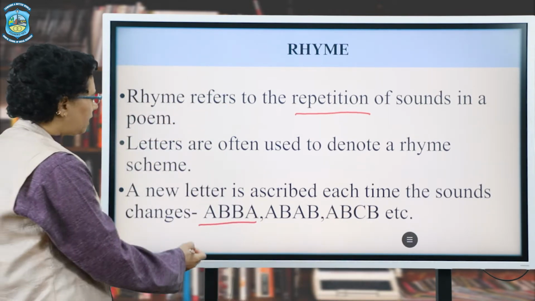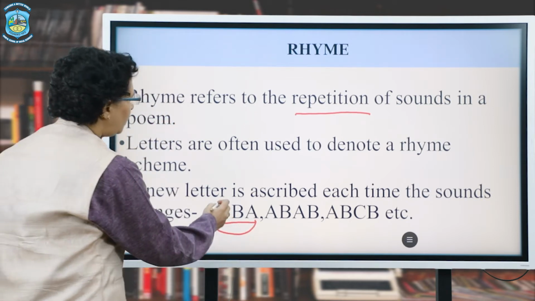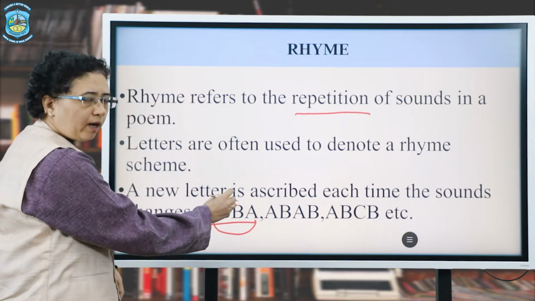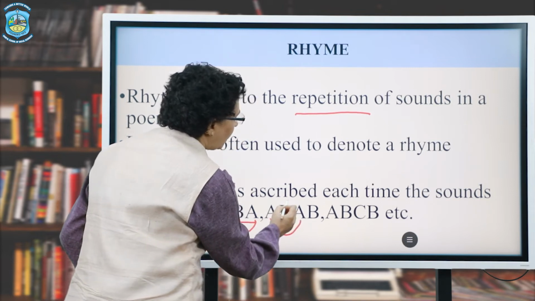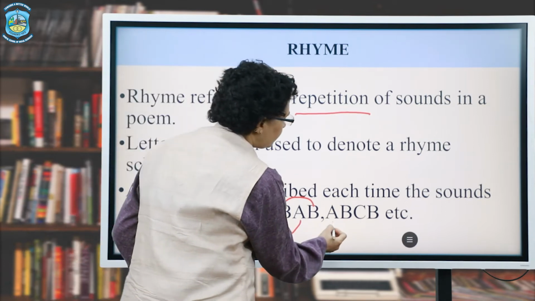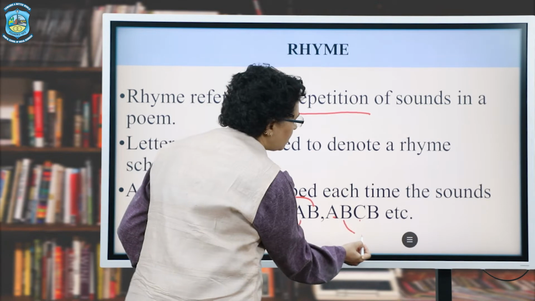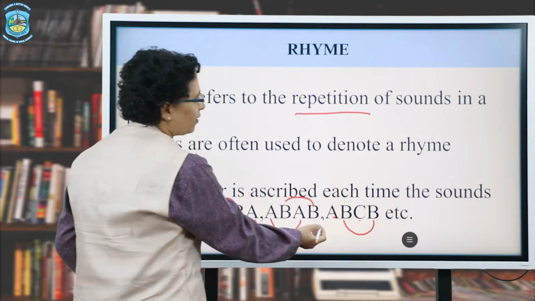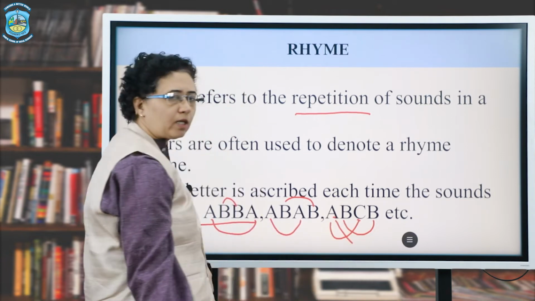This means here that lines 1 and 4 are rhyming. Similarly, lines 2 and 3 are rhyming. Then lines 1 and 3 and 2 and 4 are rhyming with each other. And here in this combination we have A and C which are different, whereas lines 2 and 4 are actually rhyming. That means the first line and the third line are not rhyming with each other.